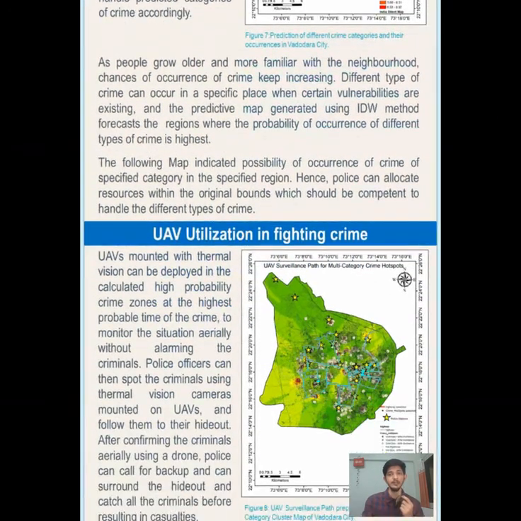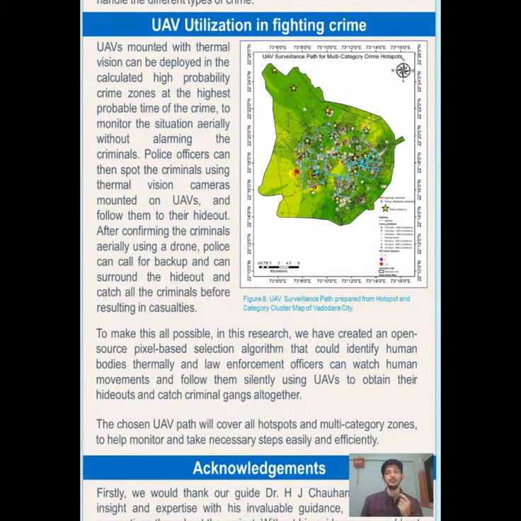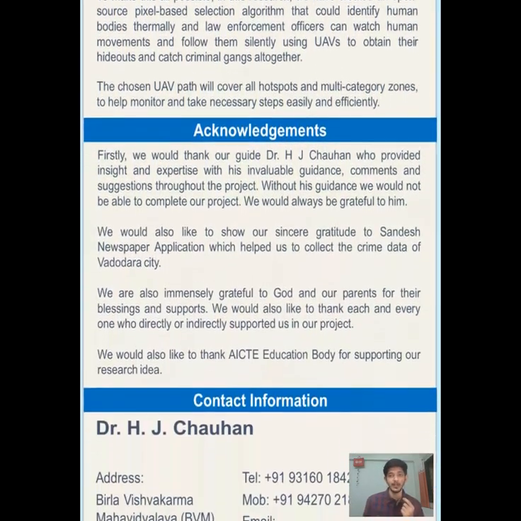Then next, we have UAV utilization in fighting crime. As the research was focused on the UAV method to handle crime, UAVs were mounted with thermal vision cameras and they can be deployed in the particular location with highest probability crime zones at the highest probable time. So using both the temporal data as well as the spatial data, a certain route was plotted which has been shown in figure 8, which represents the particular route that connects the highest number of crimes, spatially the hotspot regions, along with the time of occurrence of crime. So using this route, police officers can deploy UAVs which have thermal vision cameras and they can monitor the regions passively while sitting in their headquarters.